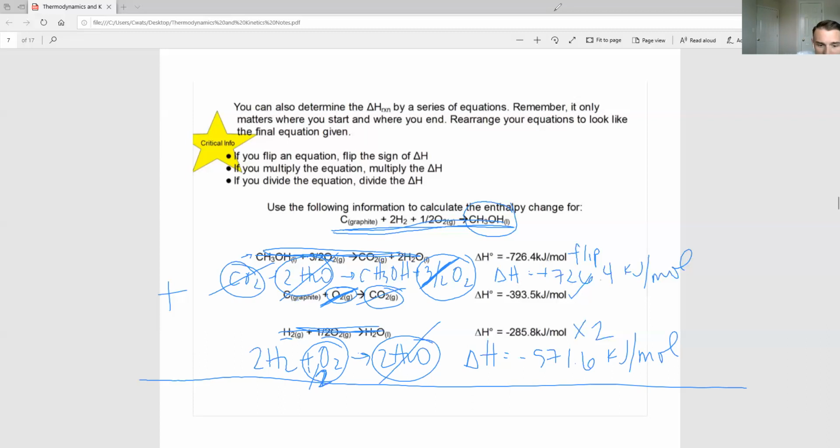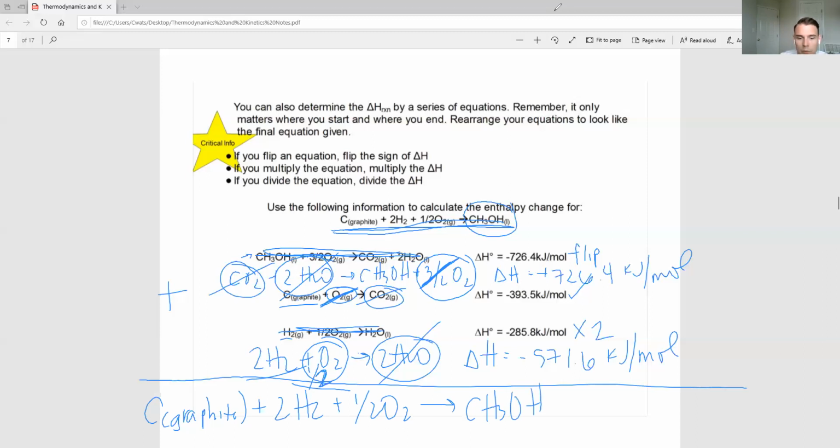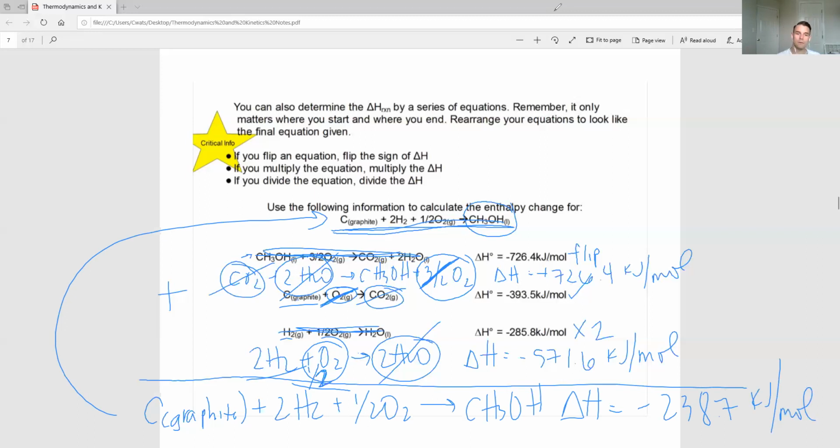So what do I have left? I have C graphite here plus 2H2 here plus 1/2 oxygen here gives me, what's left on this side? CH3OH, which is exactly the equation that I wanted at the end. Then I can just add up all of my delta H's, and that will give me negative 238.7 kilojoules per mole. And that's how you do a Hess's Law problem.